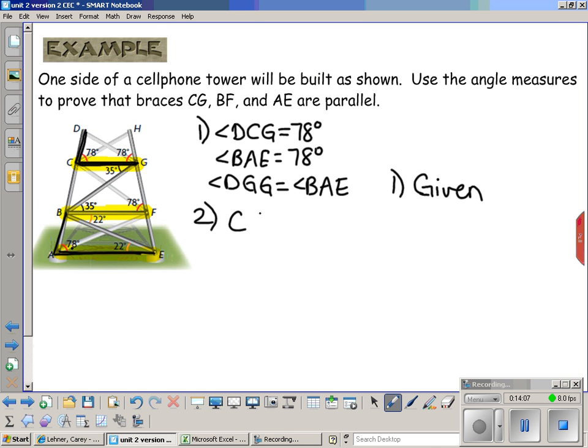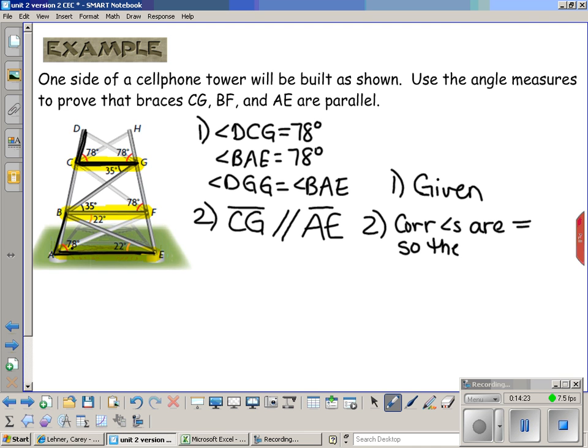So therefore, we can say CG is parallel to AE. And we can state that because the corresponding angles are equal. So the lines are parallel. Because if you have two sets of angles that are in corresponding positions and they are the same, the lines must be parallel. So we've shown CG parallel to AE.